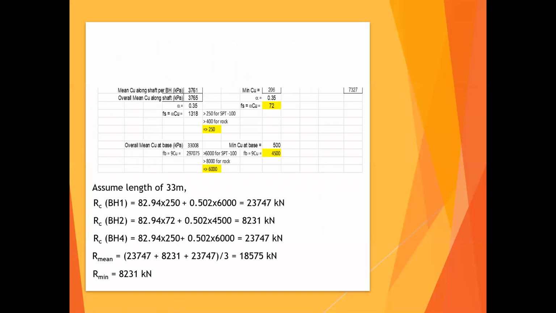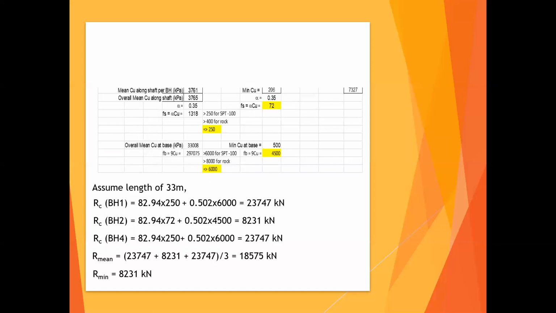So for borehole number 1, the mean shaft resistance is limited by the 250. The base is also limited by the soil, which is 6,000. You'll notice that borehole number 1 and borehole number 4, even though borehole number 4 has a very, very deep rock socketing, have the same calculated resistance, because they are all controlled by the limiting friction and end bearing resistance. For borehole number 2, you notice it is significantly lower. It's about 1/3 of borehole 1 and 4, because it is based on soil only.